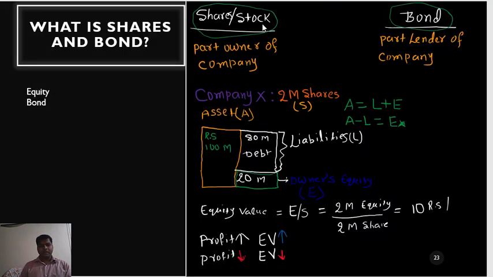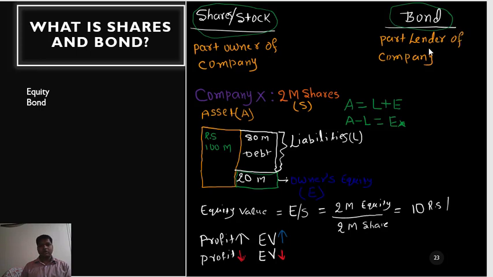So shares, a stock, represent part ownership of a company. You are a legal partial owner of the company, with voting rights or without voting rights. It depends on which type of share you hold in a company. That's why all partial owners are called the shareholders of the company.